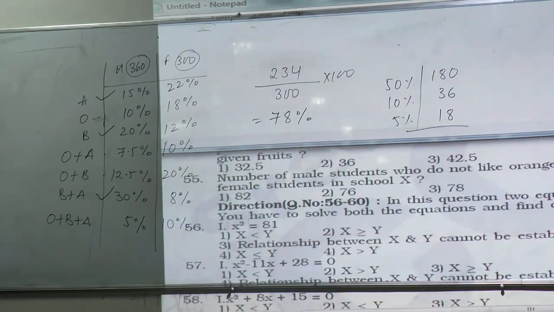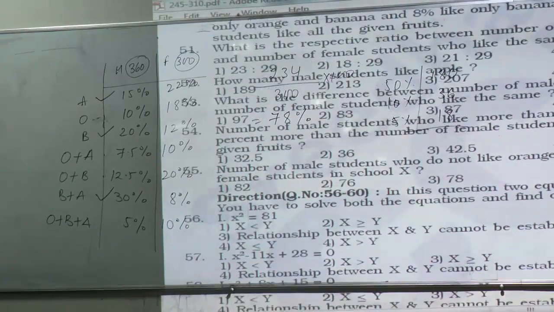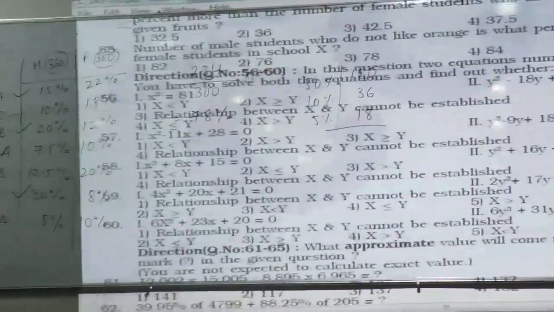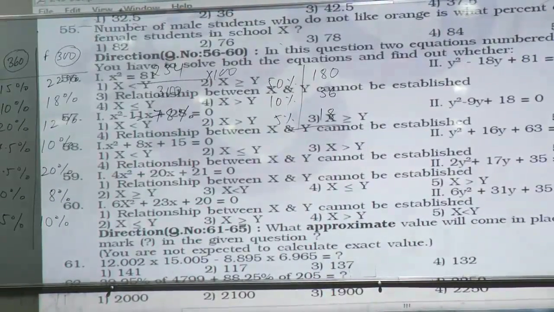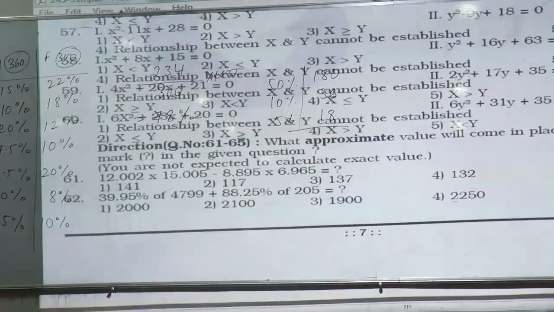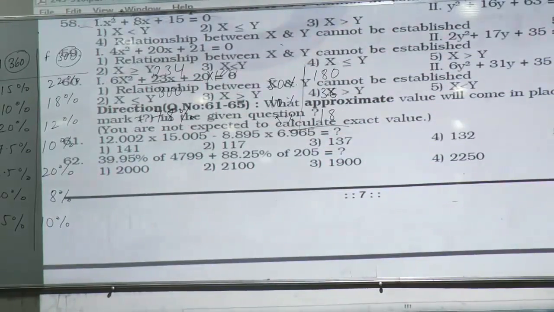Okay. 56 to 60. Which question? Somewhere someone said yes.